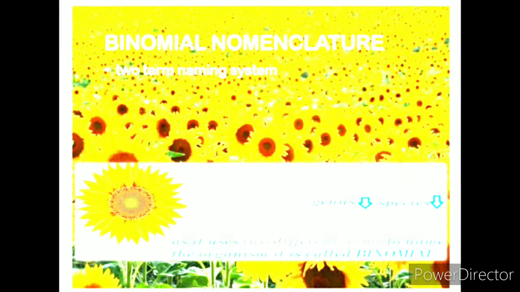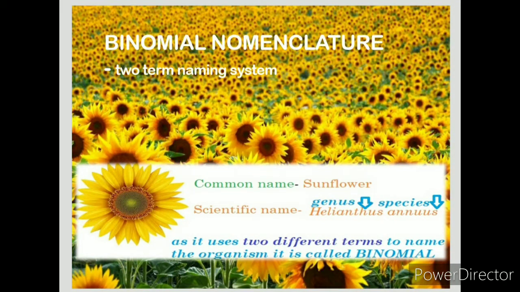Now we will move on to binomial nomenclature. What is the meaning of nomenclature? Nomenclature means naming of organisms. It was in 1753 that Carolus Linnaeus proposed the binomial system of nomenclature, where he stated there should be 2 terms in a scientific name to name a particular organism. For example, Homo sapiens. Homo is the genus and sapiens is the species. Hence, it is known as binomial nomenclature.